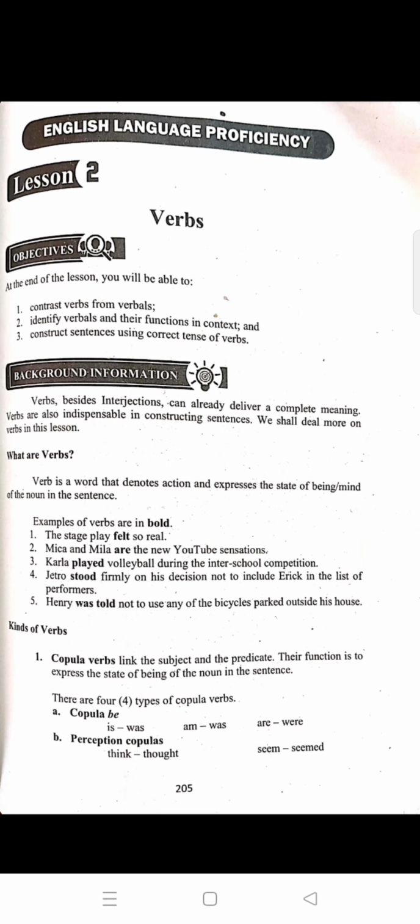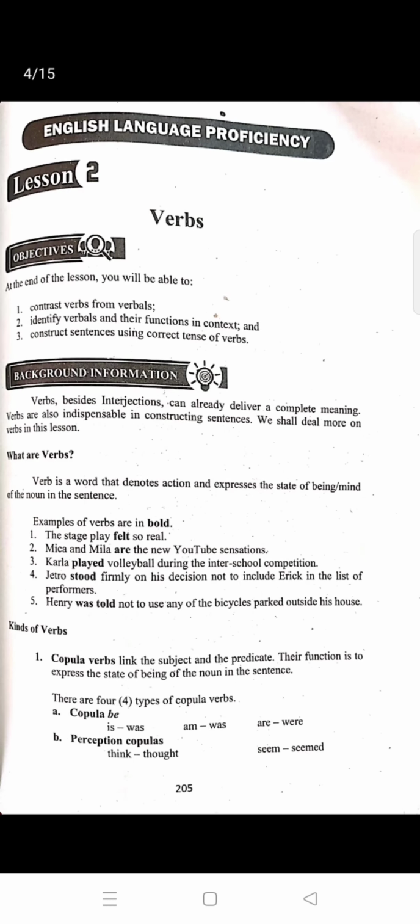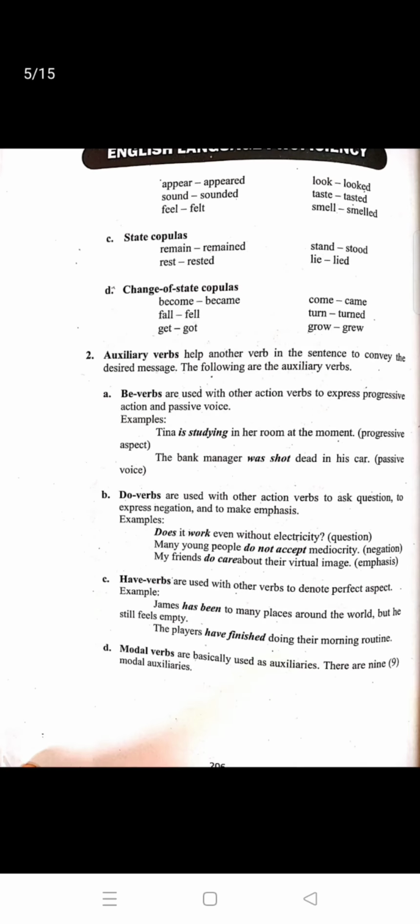The next type is perception copula. We have think, thought, seem. They refer to your sense of smell, sense of taste. So your verbs are actually called perception copulas. Next is state copulas. They refer to inactive verbs, where there is no movement, no change at all. Examples are remain, rest, stand, lie.